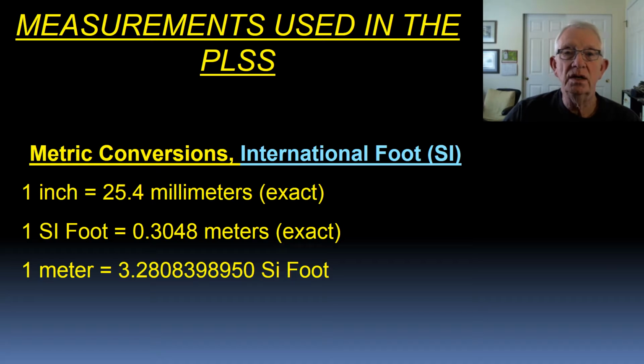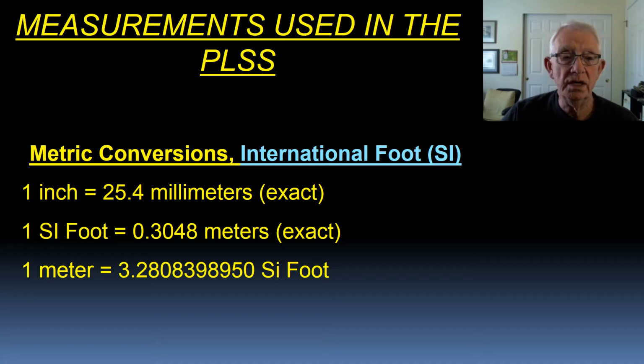Now we're going to take a look at metric conversions to the international foot. The international foot is different than the U.S. survey foot. Now, the confusing part about this, some states by law say that surveyors must use the U.S. survey foot, but in other states, they have to use the international foot. This is true in Washington and Oregon. In Washington, it's the U.S. survey foot. In Oregon, it's the international foot. And there are differences, as we're going to see.